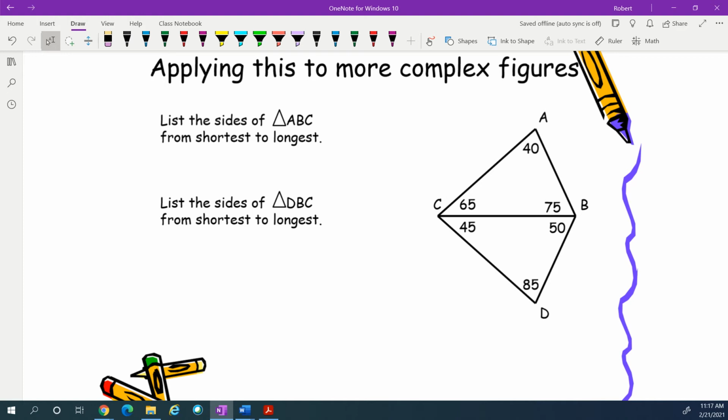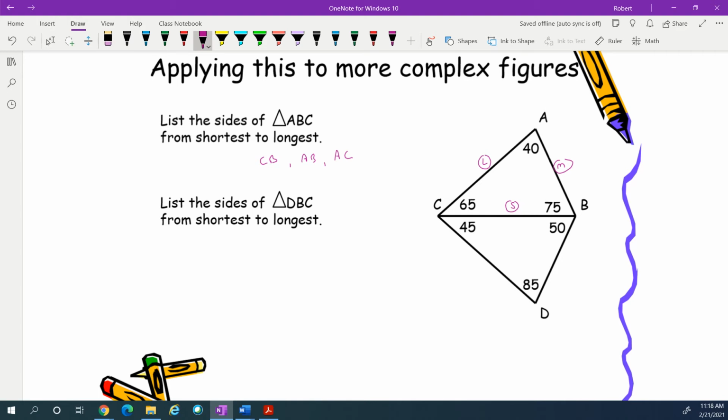So in the top triangle, triangle ABC, 75 is the largest angle. Across from that is the largest side. I'll label my small and my medium. So now the sides of triangle ABC from shortest to longest are CB, AB, and AC.